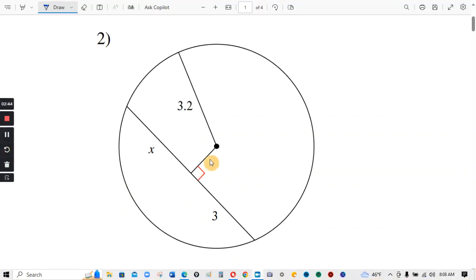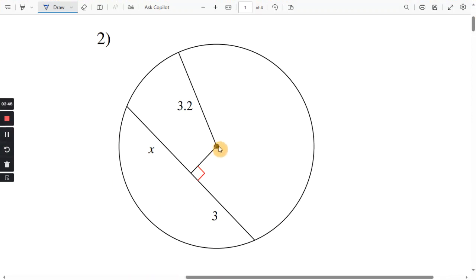All right, number 2 is the same thing. This is the center right here. And if you have a segment that's emanating from the center of the circle and makes a right angle, it bisects that chord. So this right here is congruent to that right there, because of that right angle, this segment is bisecting that chord.